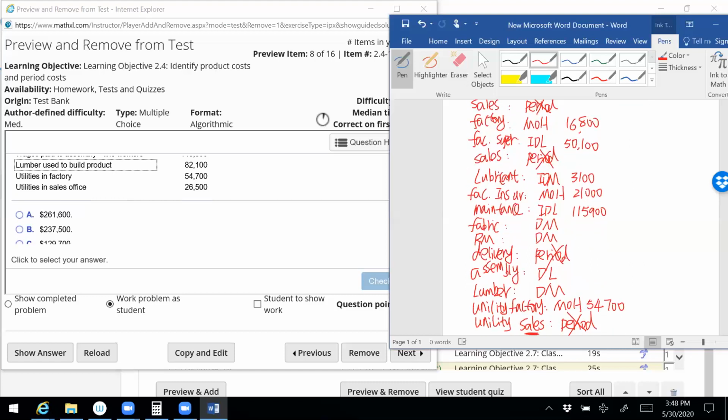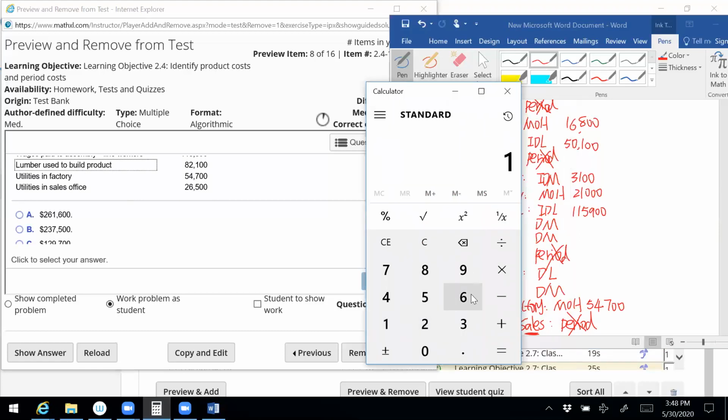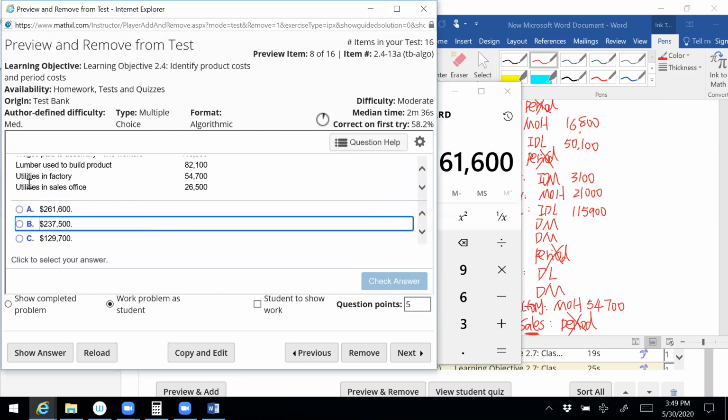Let's put all these numbers in the calculator. Fingers crossed to see whether we got the right answer. 16,800 plus 50,100 plus 3,100 plus 21,000 plus 115,900 plus 54,700. I got the number 261,600. I got the answer A.